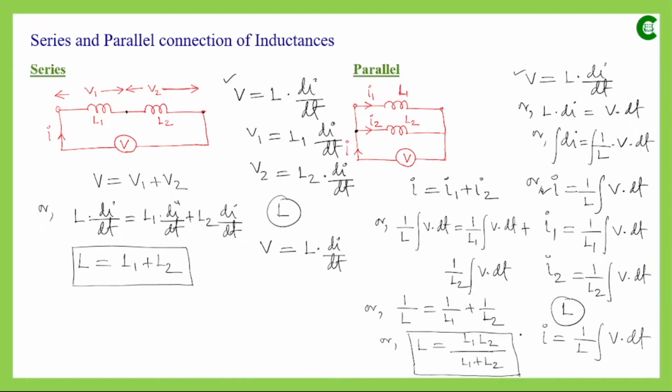Now if we have more than two inductors, then we can simplify step by step. So we will take one parallel combination of two inductors. Then with that simplified inductor, we can take the parallel connection of the third inductor, and if we have a few more, then step by step we can further simplify by using this formula.